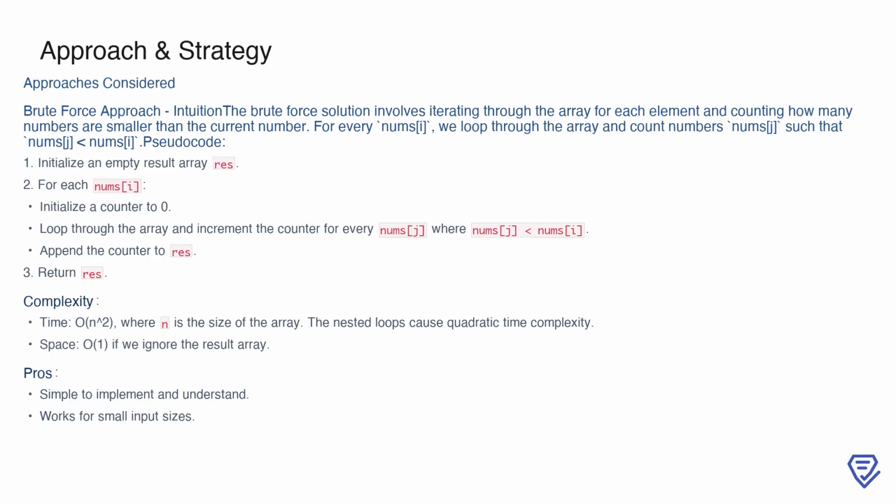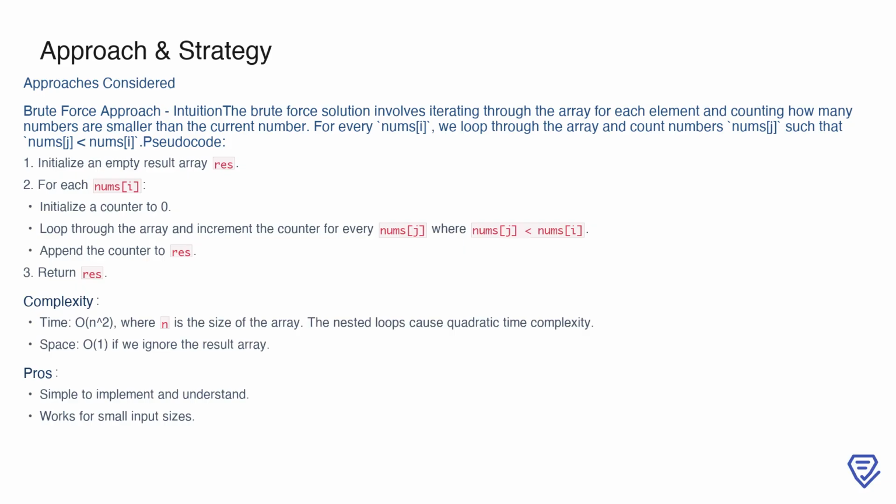To start, let's consider the brute force approach. The intuition behind this method is straightforward. For every number in the array, we count how many other numbers in the array are smaller than it. We achieve this by iterating through the array for each number and comparing it with every other number. In terms of implementation, we initialize an empty result array, and for each number in the input array, we maintain a counter that increments whenever we find a smaller number during the inner loop. This counter is then added to the result array.